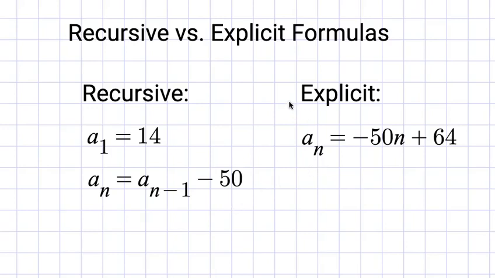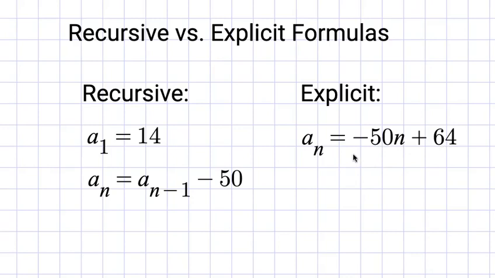Now over here, we have an explicit formula for that same exact sequence. It will have the same starting number, and it will have the same pattern. But this rule looks different. There's only one part to it, and it just says to get the term we want, we plug in the term number, multiply by negative 50, and add 64. And that will tell us a specific term number.